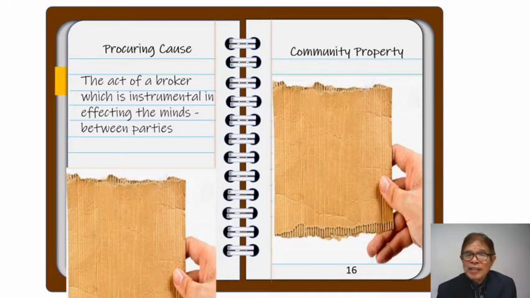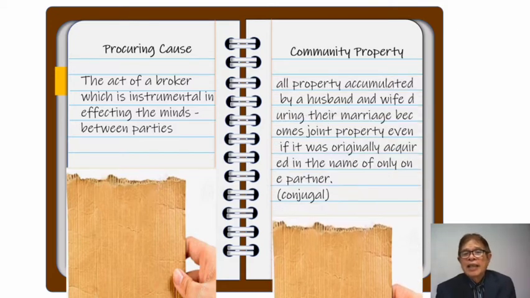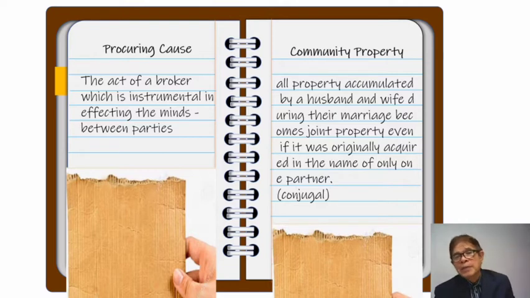The next word is community property. Community property means accumulated property by a husband and wife during their marriage becomes joint property even if it was originally acquired in the name of only one partner. Another name for community property is conjugal. This is the reason that we always require marriage certificate if a buyer wants to buy a property. The government will always protect both spouses because of this law.